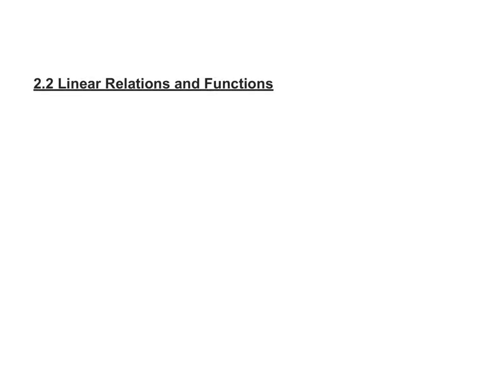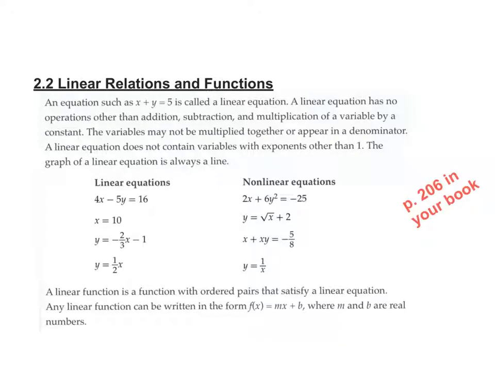Chapter 2 is all about linear relations and functions. What I'm about to show you on the screen, you can either take a picture of or screenshot from your book, and I've put the page number in case you want to do that. Then we're going to go through it and talk about what it is. This is to identify whether or not something is linear.